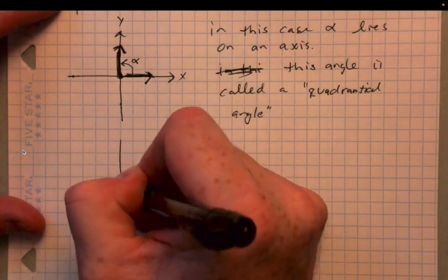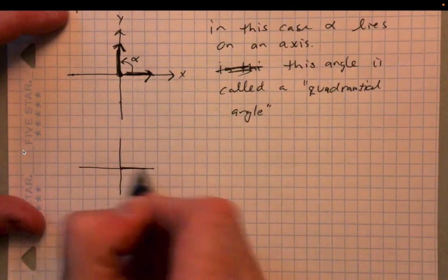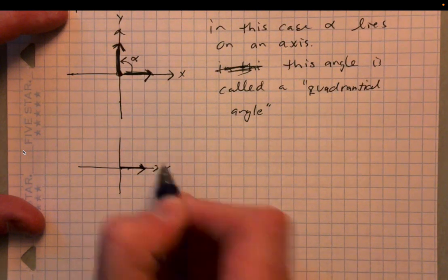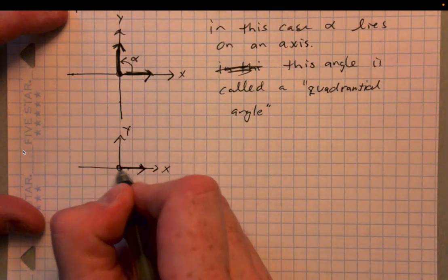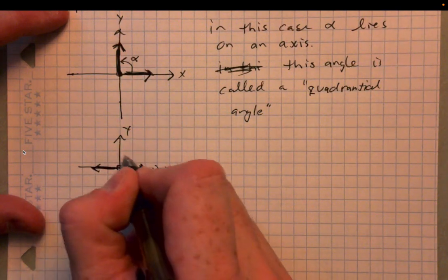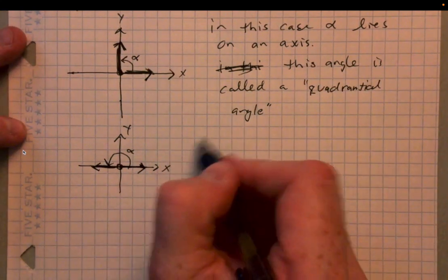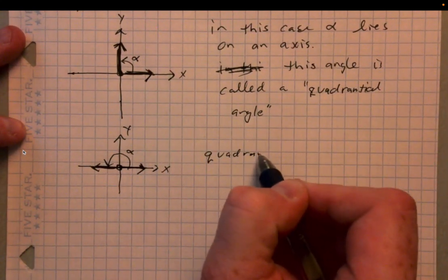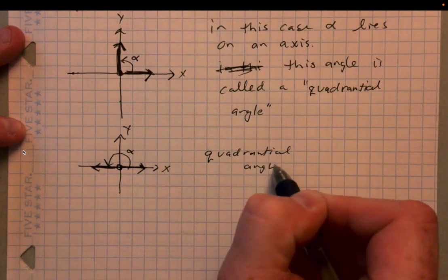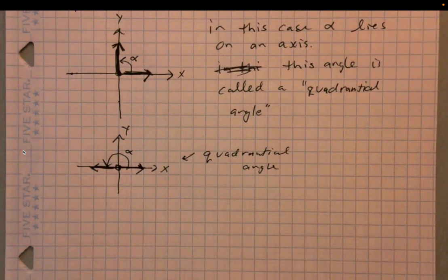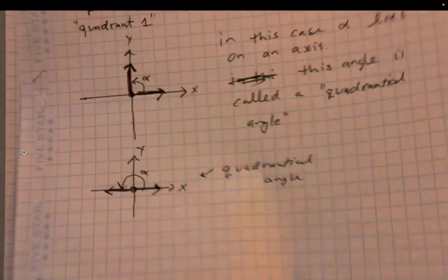Another example would be something like this, where you've got your initial side along the x-axis here, and maybe your terminal side is over here. So your angle alpha looks like this. Again, quadrantial angle. So your angle can either lie in a quadrant or it can be quadrantial. All right, very good. So that's sort of the introduction to angles.